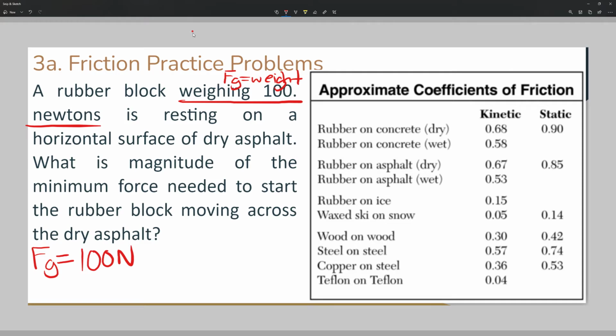And it's resting on a horizontal surface of dry asphalt. Well, the resting part is not too important. Actually, it does tell you one thing, though: that you're dealing with static friction. The object has not moved yet. And so if we're dealing with friction problems, we're dealing with static friction here because it is resting, right? Only when the object has moved are we dealing with kinetic friction, but the object has not moved yet. It's at rest. And so here we're dealing with static friction.